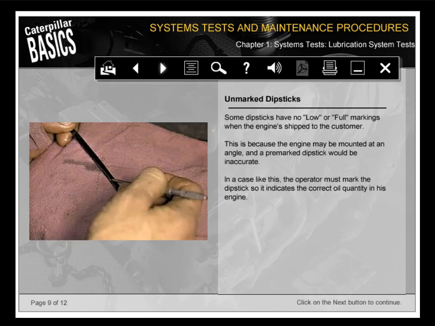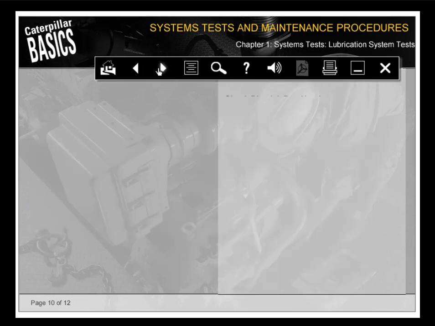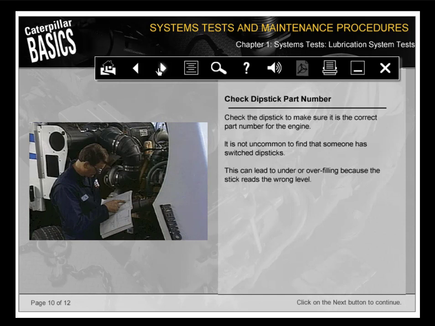Some dipsticks have no low or full markings when the engine is shipped to the customer. This is because the engine may be mounted at an angle, and a pre-marked dipstick would be inaccurate. In a case like this, the operator must mark the dipstick so it indicates the correct oil quantity in his engine. Check the dipstick to make sure it's the correct part number for the engine.